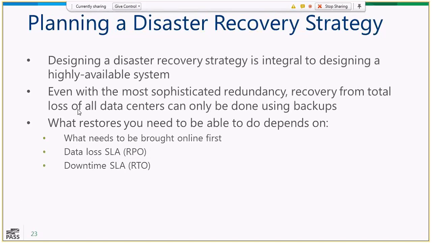So, planning a disaster recovery strategy. What you want to do here is make sure that you've got a strategy that's going to handle what you think is most likely to occur, and that you have a specific data loss SLA for your RPO and a downtime SLA for your RTO, and know what has to be restored first, what applications are the most important, and what databases have to be worked on first. You shouldn't be making this up on the fly as a DBA. You should have a plan for this.